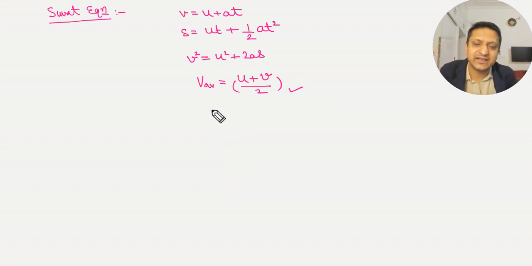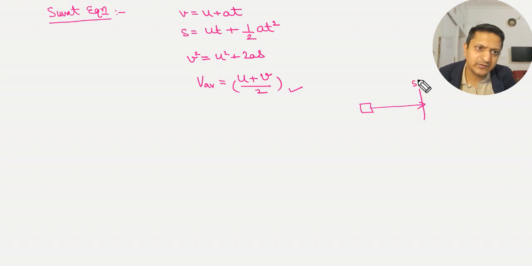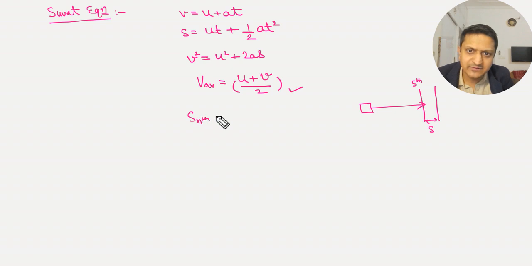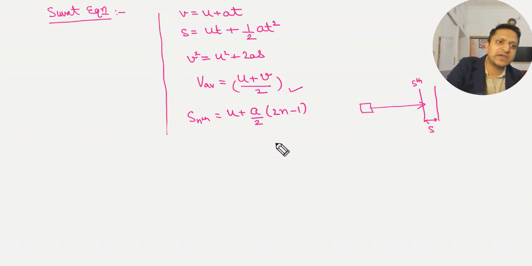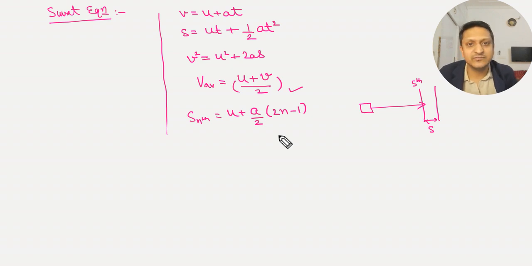in the nth second, like how much the body is traveling in the fifth second. The question asks how much it travels in the fifth second, not up to the fifth, not the whole, only from fifth to sixth. So this distance, S nth, is equal to u plus a by 2 times (2n minus 1). These are the formulas that will be used in this topic.